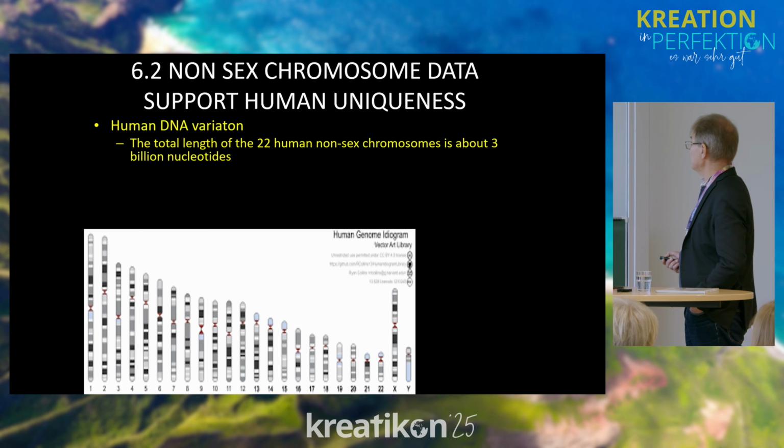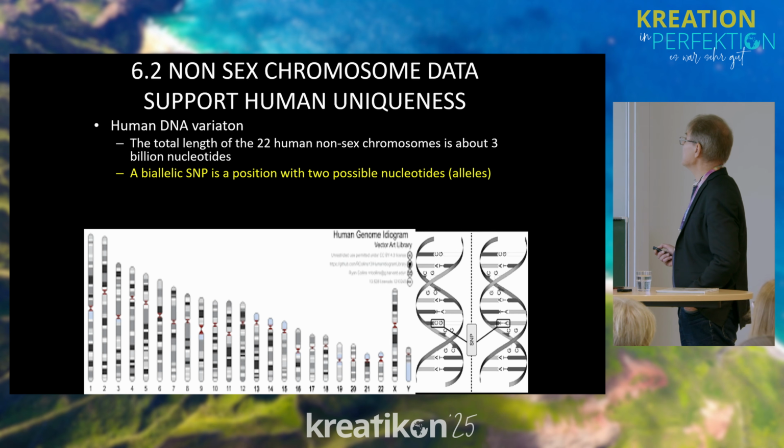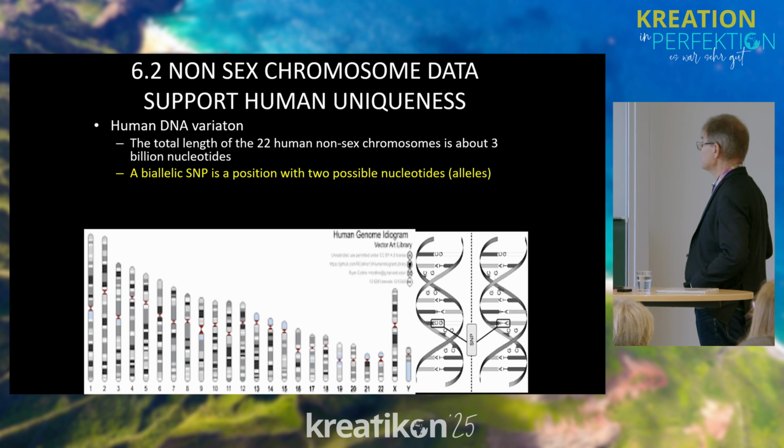And as I mentioned, we humans have 22 non-sex chromosomes, and the total length of them is about 3 billion nucleotides. And I mentioned biallelic SNPs. These are positions where there are variations among humans. So suppose that we have one particular position here, a base pair, where in 40% of the human population we have C along the coding strand, so a base pair CG, and in 60% we have a T along the coding strand. So that's the SNP, that particular position.